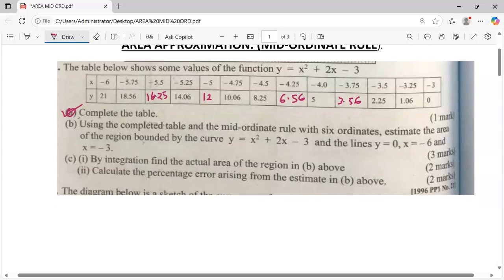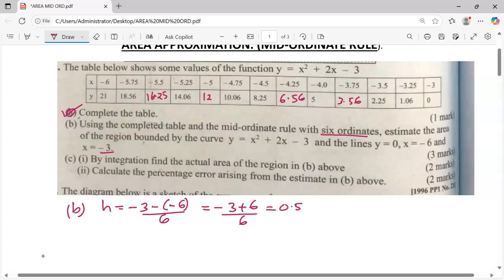We are going to start by getting the height, that is for part B. The height is always given by the maximum value of x, which is negative 3, minus the minimum value of x, which is negative 6, divided by the number of ordinates. We have been told that we are supposed to use 6 ordinates. In this case, negative 3 plus 6 divided by 6. This one will give 3. 3 divided by 6, you get 0.5 units as the height.